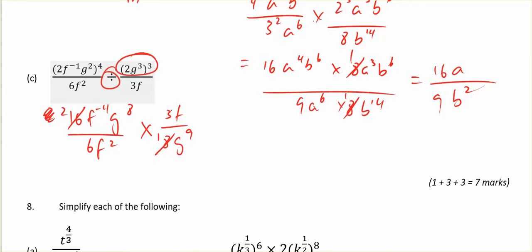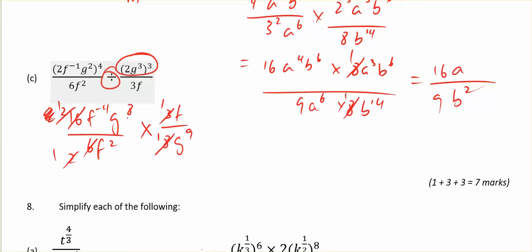3 and 6 go into each other, so 3 goes into 3 once, 3 goes into 6 twice. Okay, can you see I have a 2 at the top, 2 at the bottom? They both go into each other once, so they sort of get rid of each other. Now, what else can I get rid of? Alright, so I'll do the counting on the f.